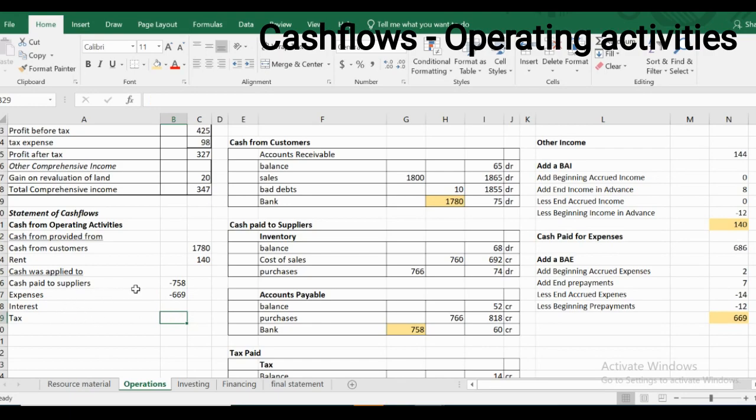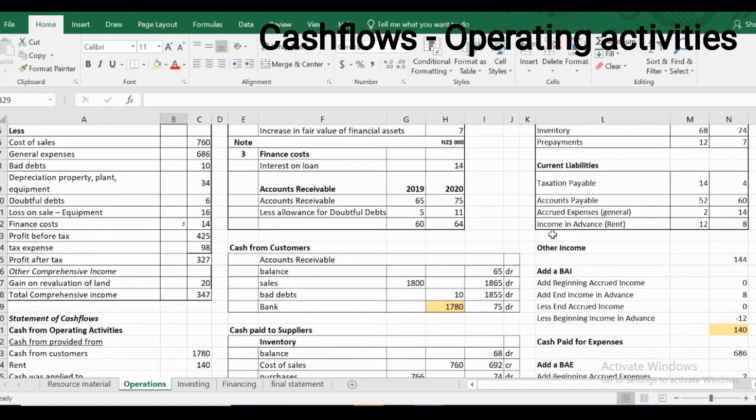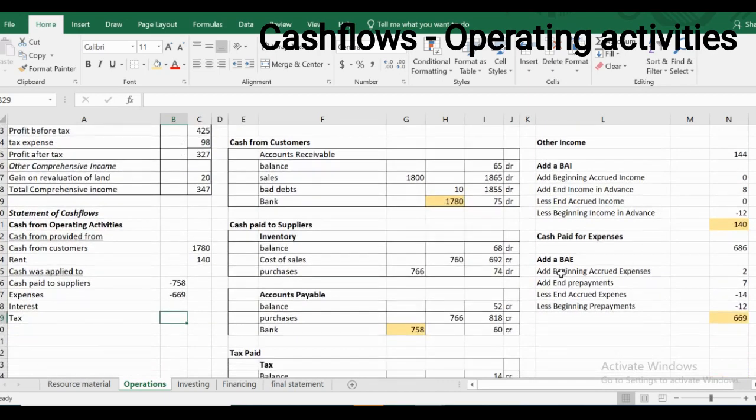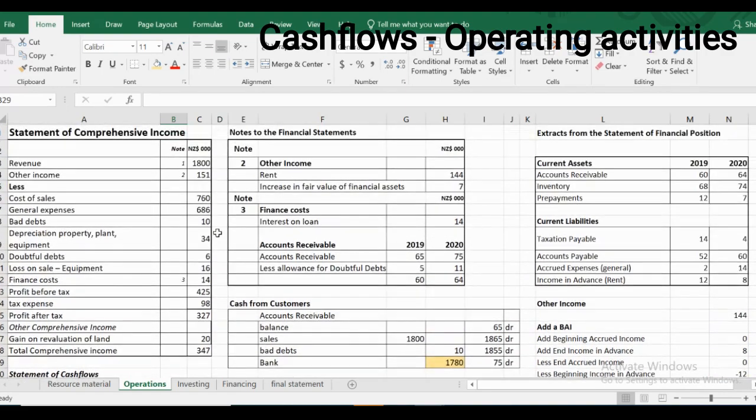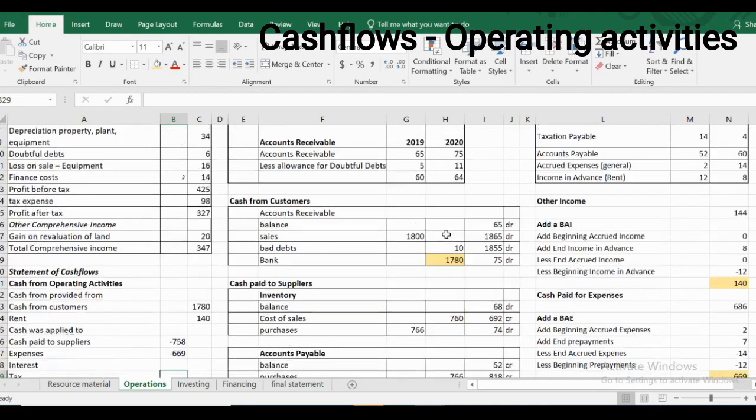Next one, we're looking at interest. Like I said before, you need to check the balance day adjustments. We've already used all the balance day adjustments, so we know there's none to do with interest. But if the accrued expenses says interest, then you just do add a bay, starting off interest, add your beginning accrued expenses, prepayments are going to be 0, less your end accrued expenses, prepayments 0, to get your actual interest paid. This case here isn't, so it's just as it is our finance costs of 14. So there's our interest on loan there of 14.